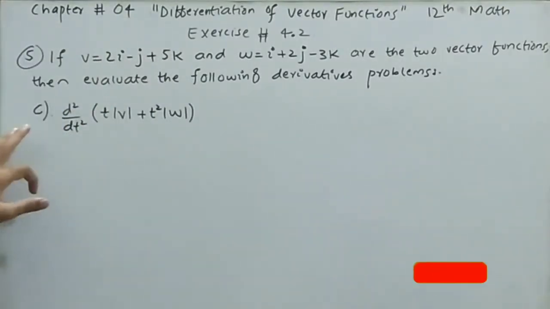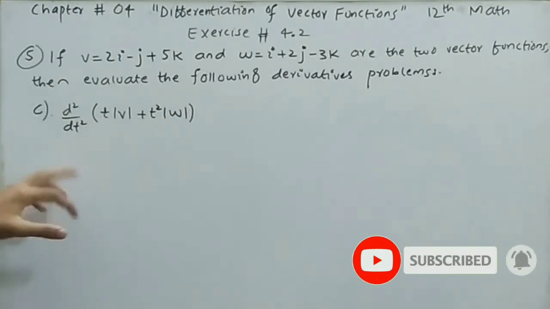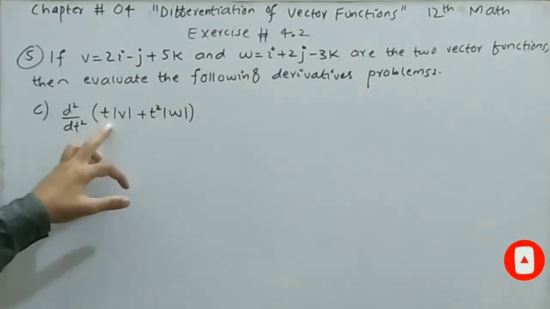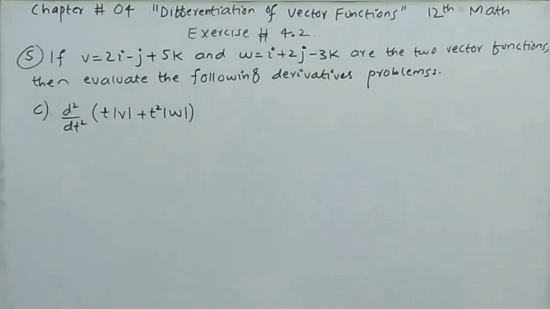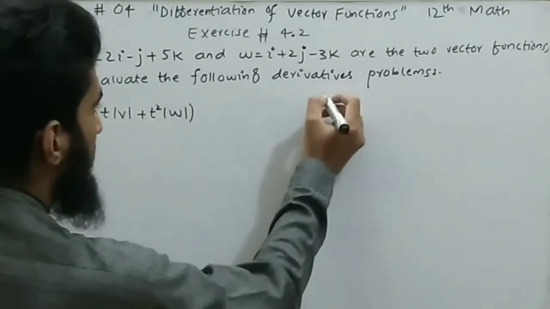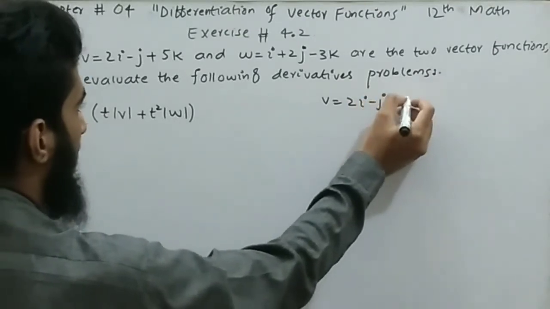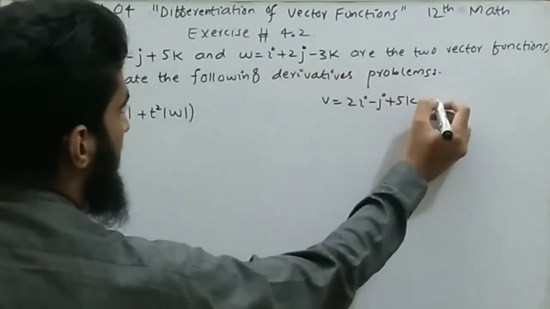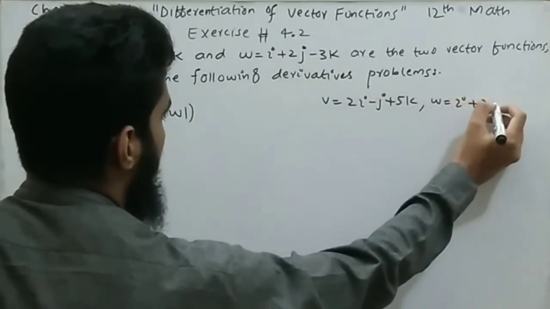Now move toward part number C, the third part of question number 5. It tells that find the second time derivative with respect to t of t into the absolute value of v plus t square into the absolute value of w. So first we are going to find the absolute value of v and the absolute value of w. So our v is actually 2i minus j plus pi k and our w is i plus 2j minus 3k.